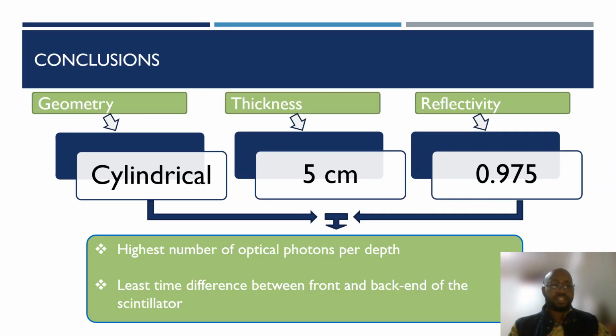In conclusion, of the three properties that were investigated, the ones that yielded the highest number of optical photons per Compton scattering depth and the least time difference between the back and the front end of the scintillator were the cylindrical shape for the geometry, 5 centimeters for the thickness, and a reflectivity of 0.975.